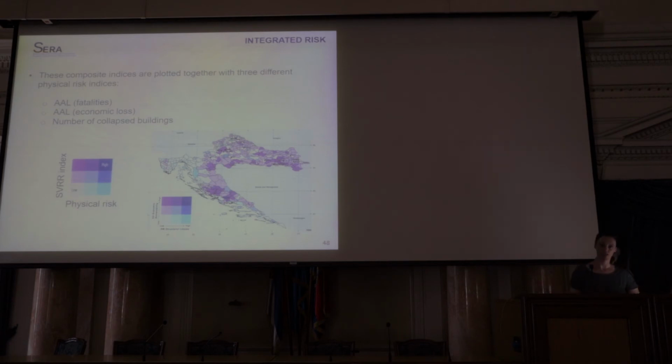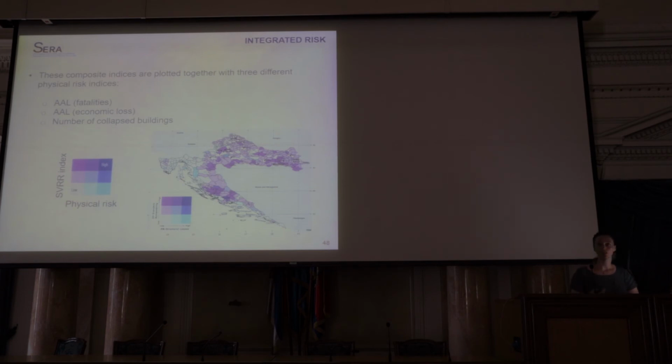So we can see areas of the country where not just the physical risk is high because the hazard is high and there's a lot of exposure and some vulnerable building classes, but also it could be increased, aggravated by the fact that there's also a high social vulnerability in that region, and vice versa.